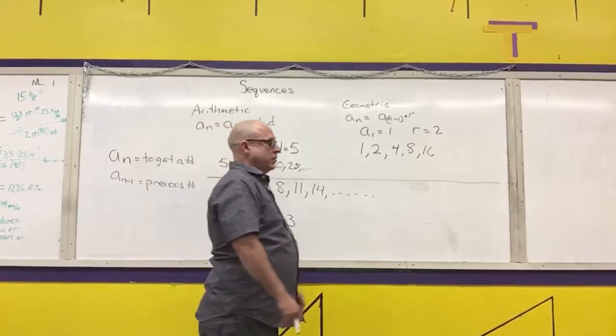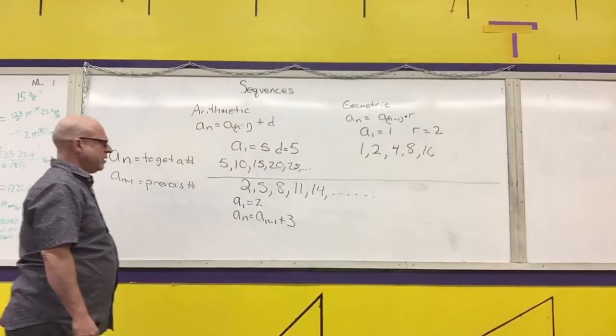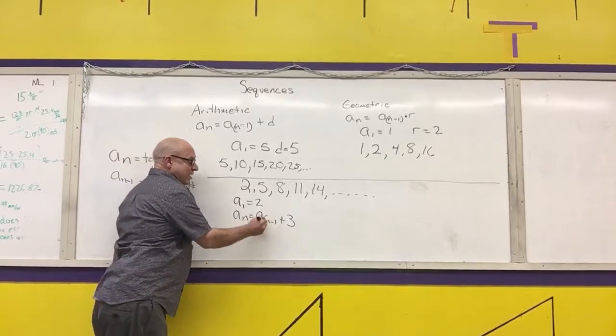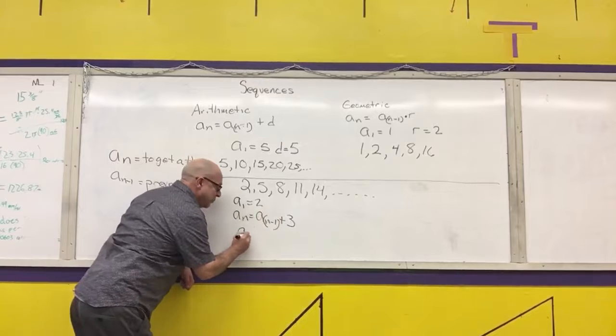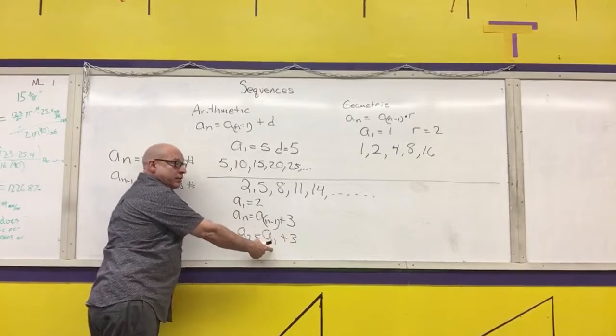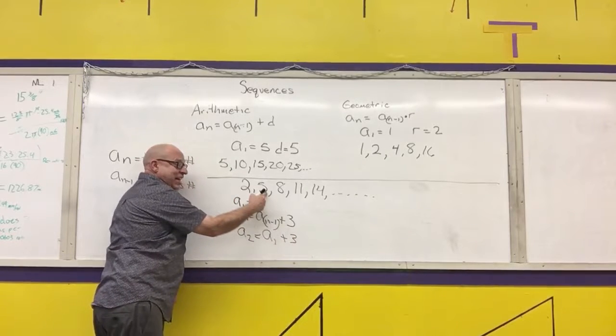So 2 minus 1 plus 3. That's 4. No, it's 2. There's a minus 1. This is n minus 1. Yeah. So this would be a sub 2 equals a sub 1 plus 3. What's a sub 1? 2. And what's 2 plus 3? 5.